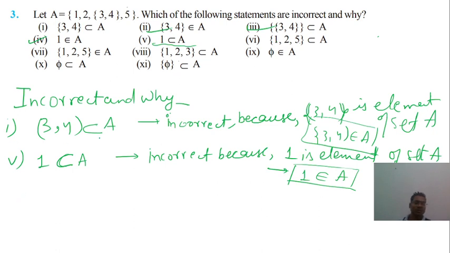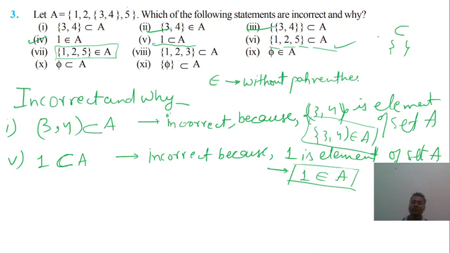Coming to question number 6. Question number 6 says {1, 2, 5} is a subset of A. We put a right sign here. And coming to question number 7, {1, 2, 5} belongs to A. For a subset sign, the elements must be put in curly brackets, and for a belongs to sign, the element must be written without curly brackets. Without brackets, it would be right.